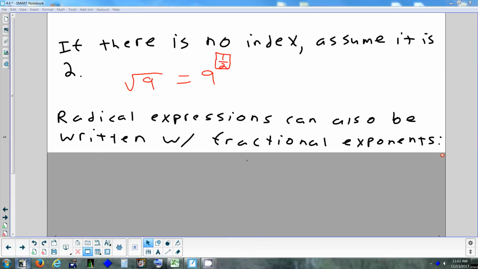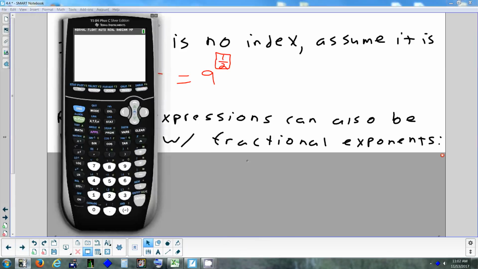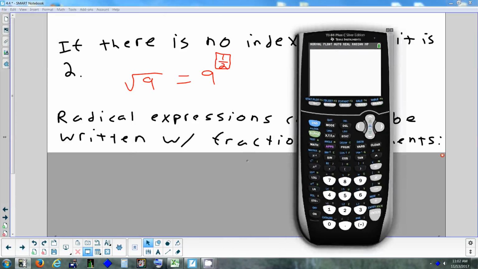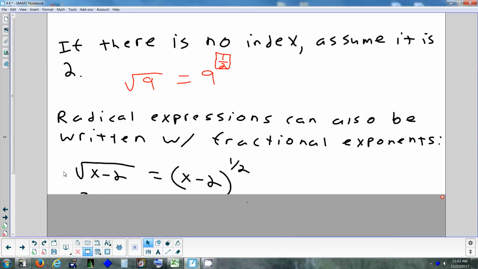So you could try it on your calculator. On the left, we already know if you take the square root of 9, you would get 3. If you take 9 to the 1/2 power, you get 3. It's the square root of anything. Whatever you want to take the square root of, if you don't want to write it using the square root symbol, you can just raise it to the 1/2 power.